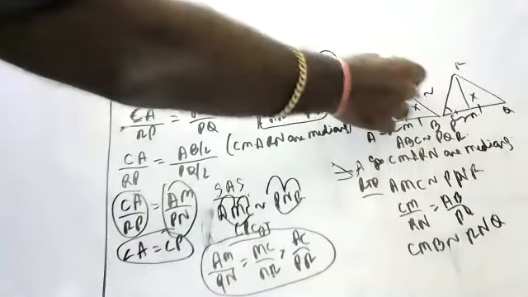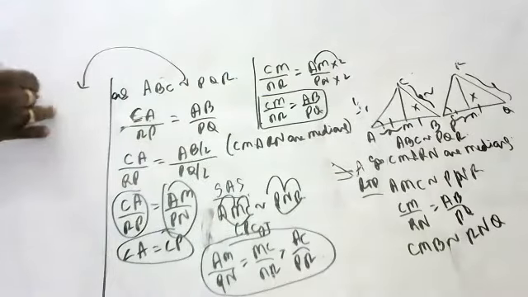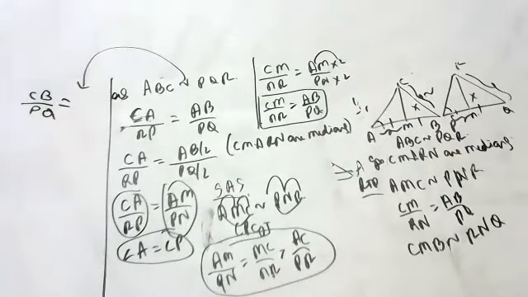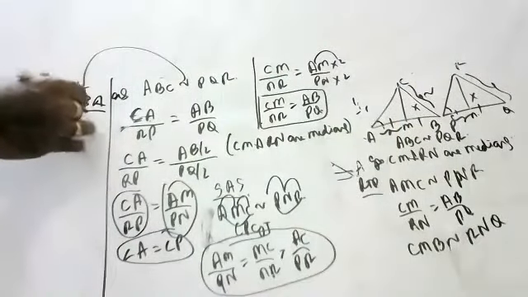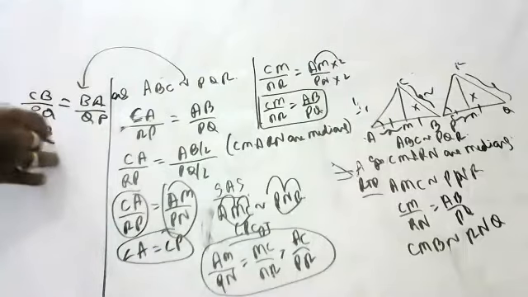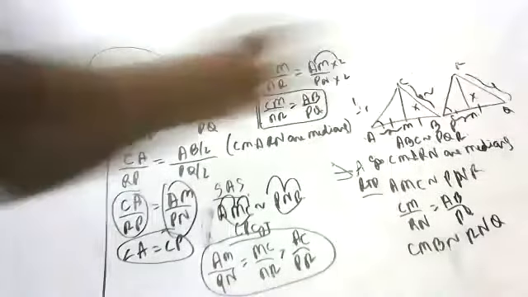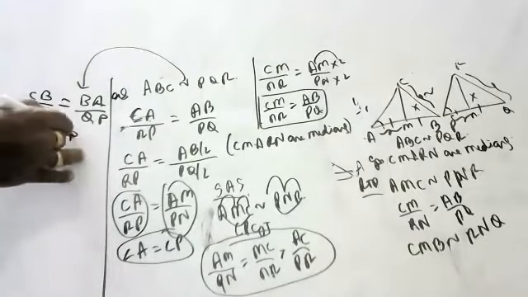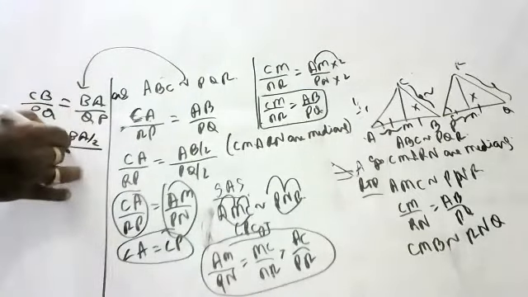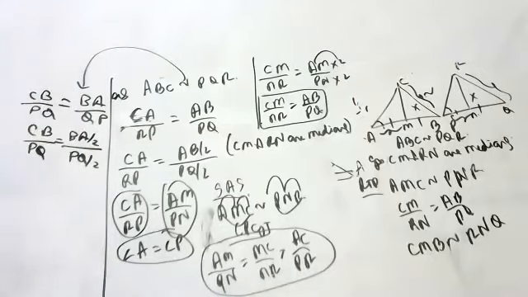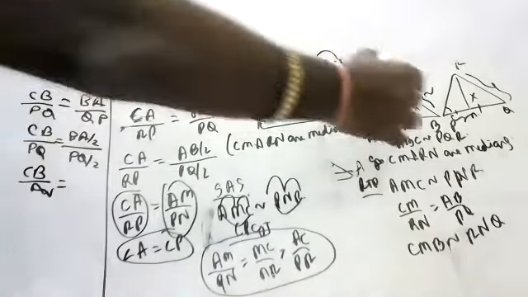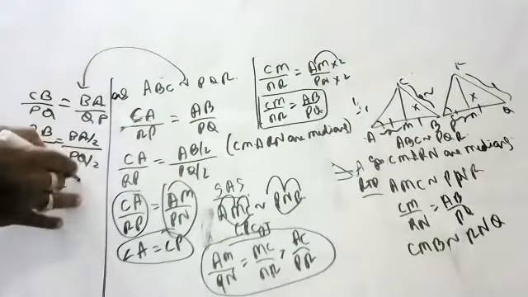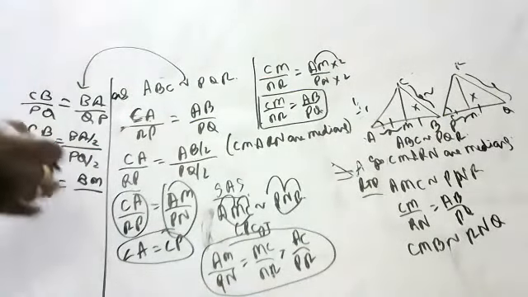What is the same procedure? CB by PQ is equal to BA by QR. CB by PQ is equal to BA by 2 by PQ by 2. Why BA by 2, PQ by 2? Because CM and RN are medians. So BA by 2 we can write as MB, and this we can write as NQ.